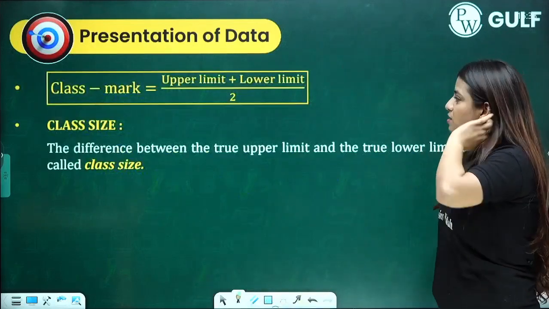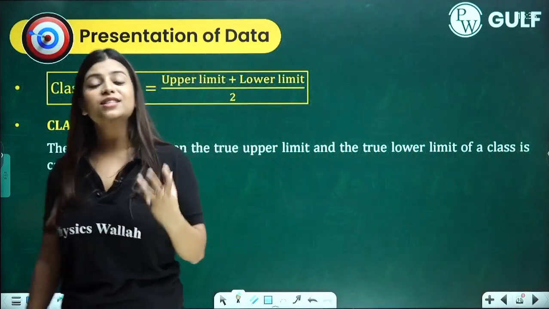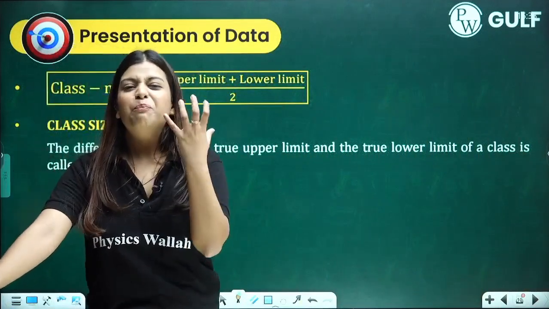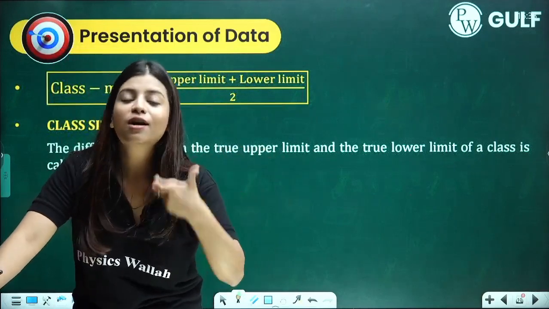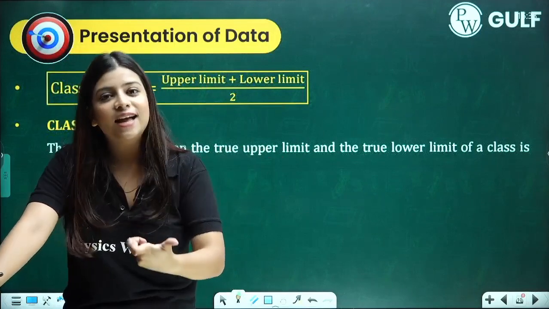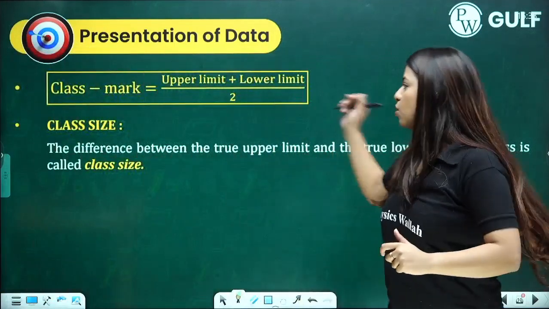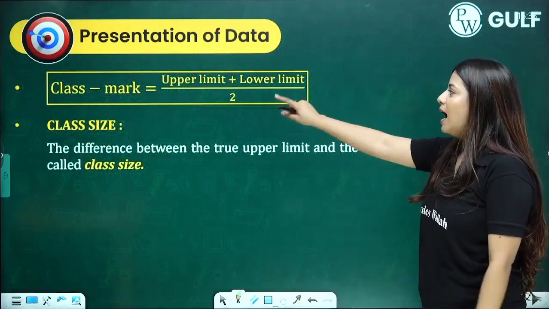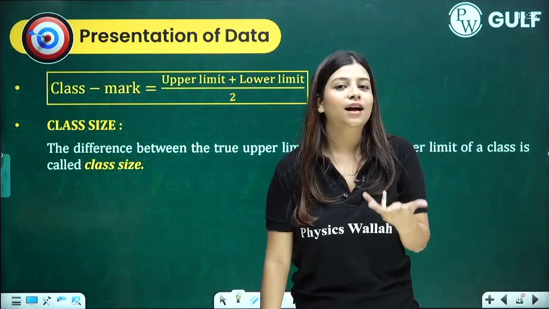Let's see. So what is presentation of data, students? It is to arrange the given data in a specific form so that it becomes easy for the reader or the looker to understand and to interpret knowledge from it. So over here, what is class mark? Upper limit plus lower limit divided by 2. First of all, let us see what class mark means.